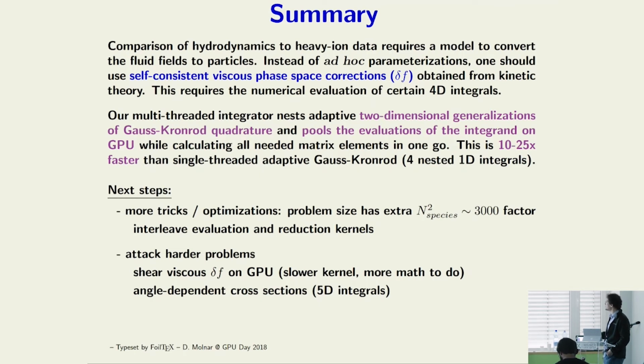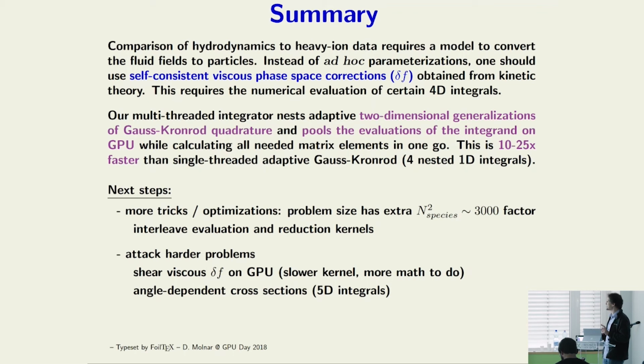It uses this 2D generalization of the Gauss-Kronrod quadrature. It's adaptive. And it also pools the evaluations of the key piece in the integrand over multiple matrix elements, all of them that I need, to do it in one go. This gives me maybe about a 1.5 order of magnitude speed up. What is missing is I want to put an extra factor of 3000 inside this loop, because I want to see how fast I get that way.